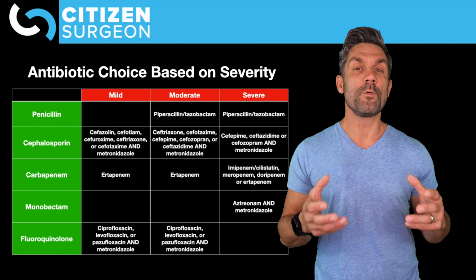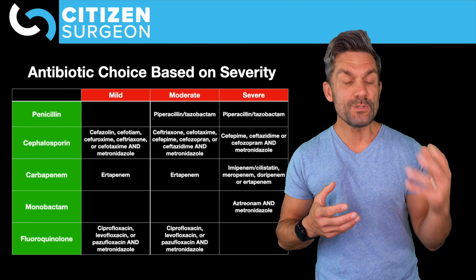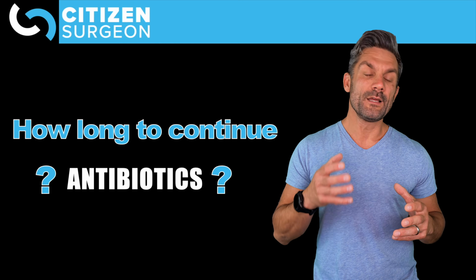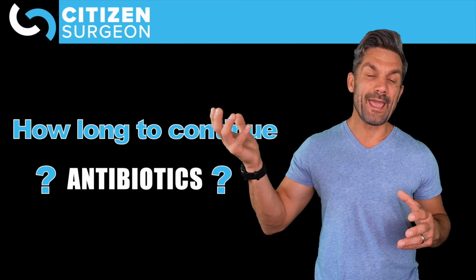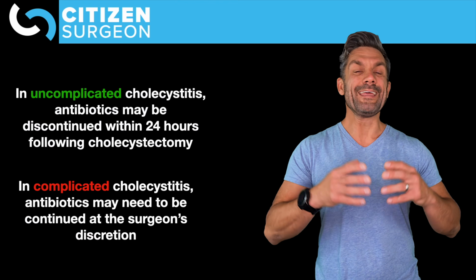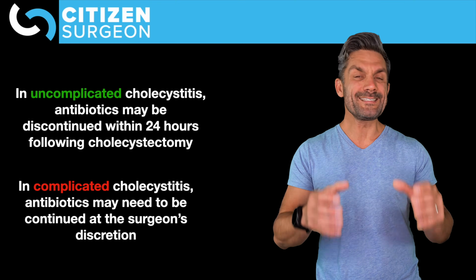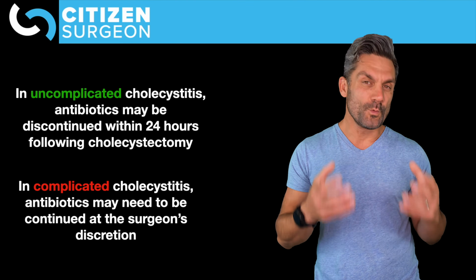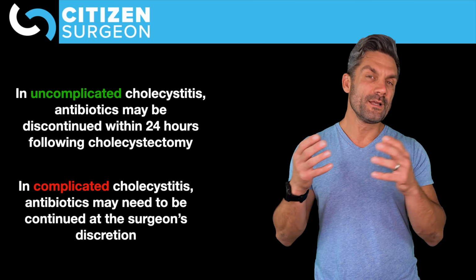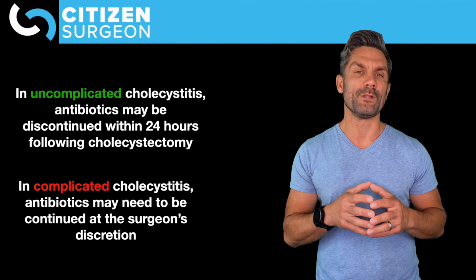Now, the other question we want to ask ourselves is, after we choose the antibiotic, how long do we need to have that antibiotic going? All right, so in uncomplicated cholecystitis, we can discontinue that antibiotic within 24 hours after surgery or after a laparoscopic cholecystectomy.